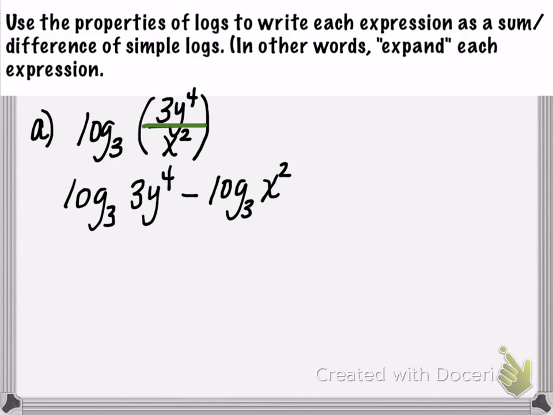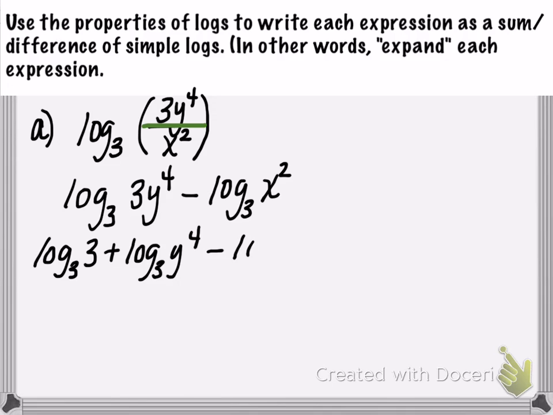But now we take a look at the individual arguments again to see if we could use our properties any more. So taking a look at my first argument, which is 3y to the fourth, we notice that this is really 3 times y to the fourth. So we actually have a product. Now we can continue and use our product rule for logarithms, which says when we have a product, we can rewrite it as a sum of two logarithms. So that would be log base 3 of 3 plus log base 3 of y to the fourth.